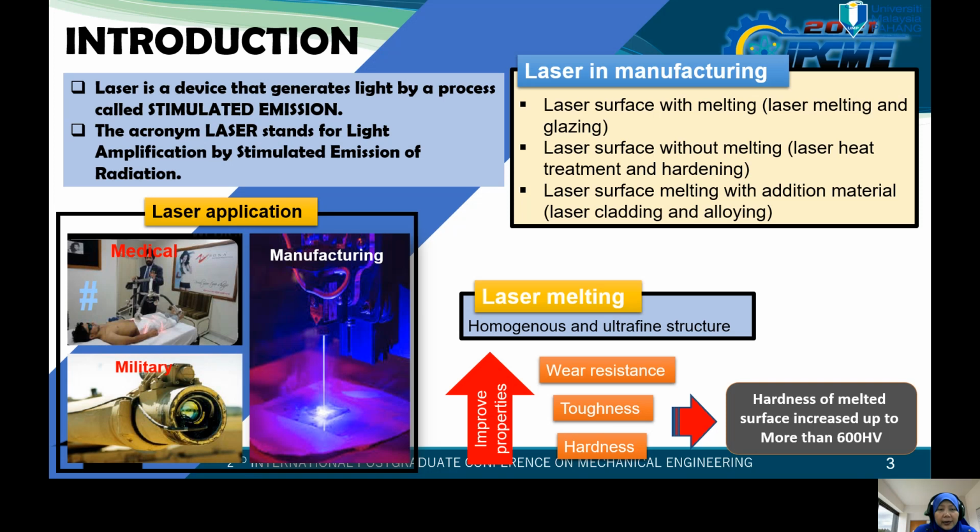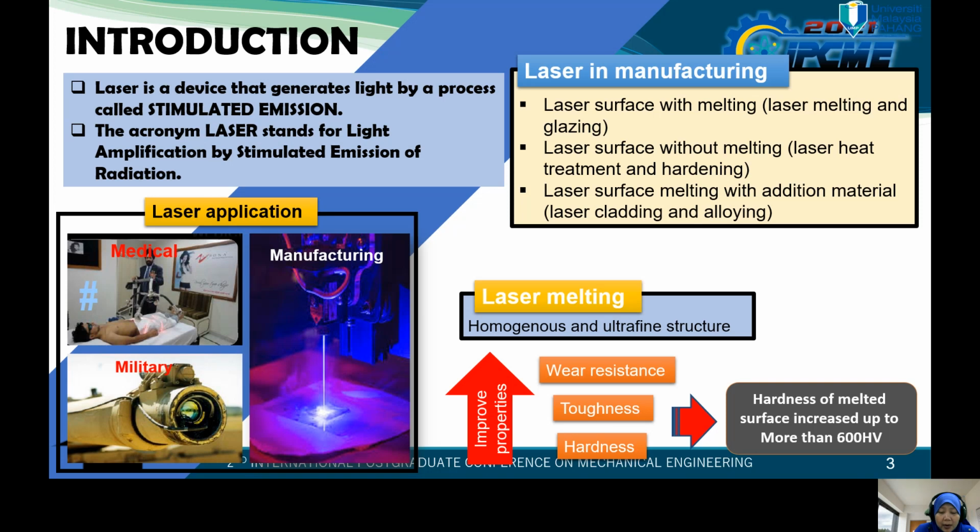Laser is a device that generates light by a process called stimulated emission. The acronym laser stands for light amplification by stimulated emission of radiation. The laser system is applied in the medical, military, and manufacturing sectors. Laser in manufacturing is divided into three classes. First, laser surface with melting. Second, laser surface without melting. And the last, laser surface melting with addition material.